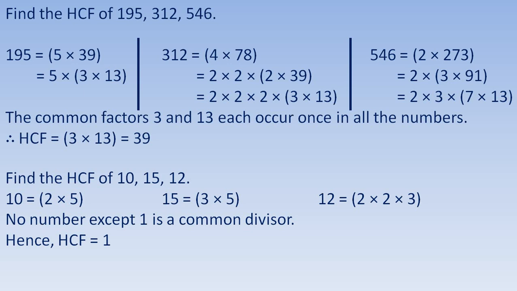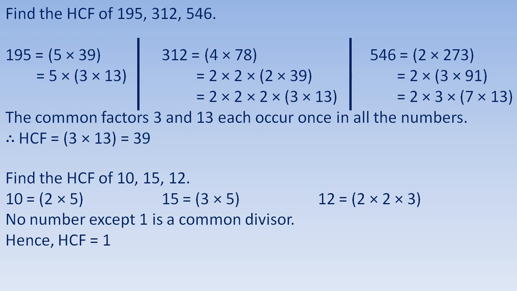Now, one more sum. Now we'll find the HCF of three numbers: 195, 312, 546. 195 can be written as 5 into 39. 39 is a composite number which is further split into prime form, that is 3 into 13. 312 can be written as 4 into 78, which can be further split up as 2 into 39, and then 39 can be further split up as 3 into 13. 546 can be written as 2 into 273. 273 can be split up into 3 into 91, and 91 can be split up into 7 into 13.